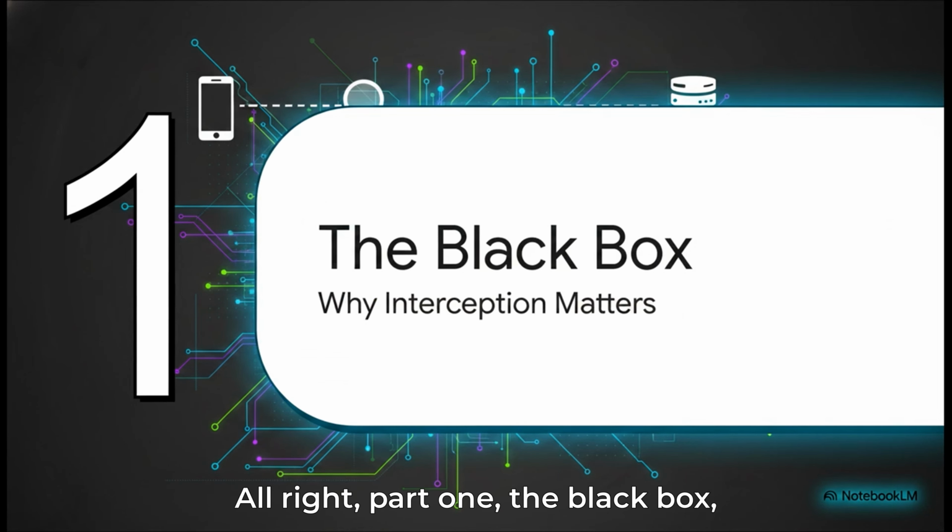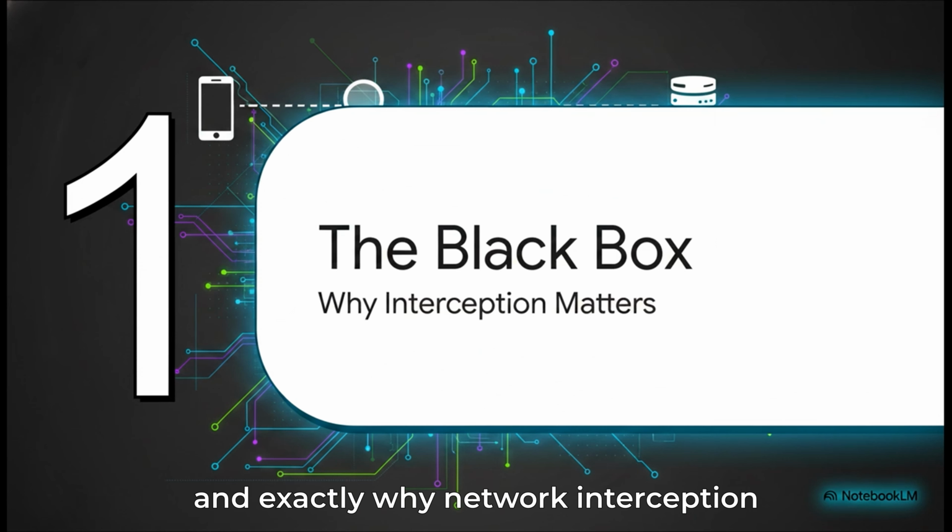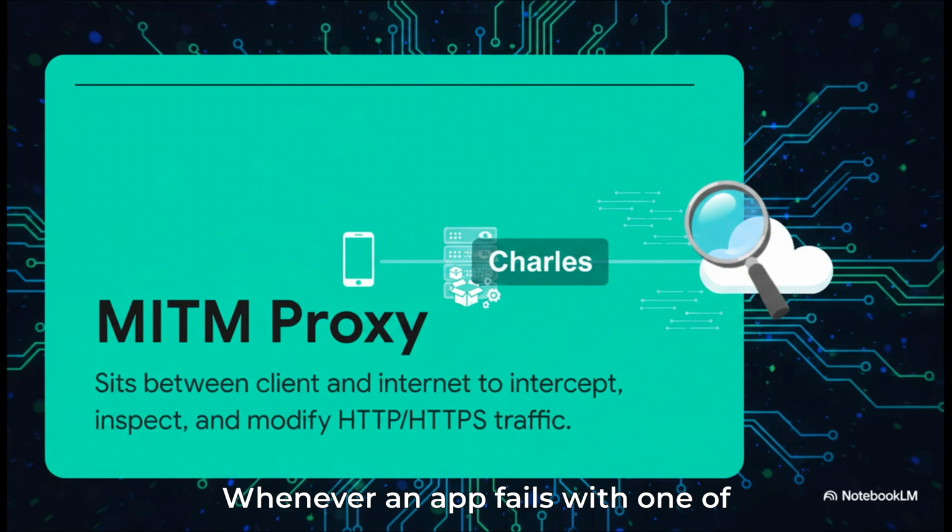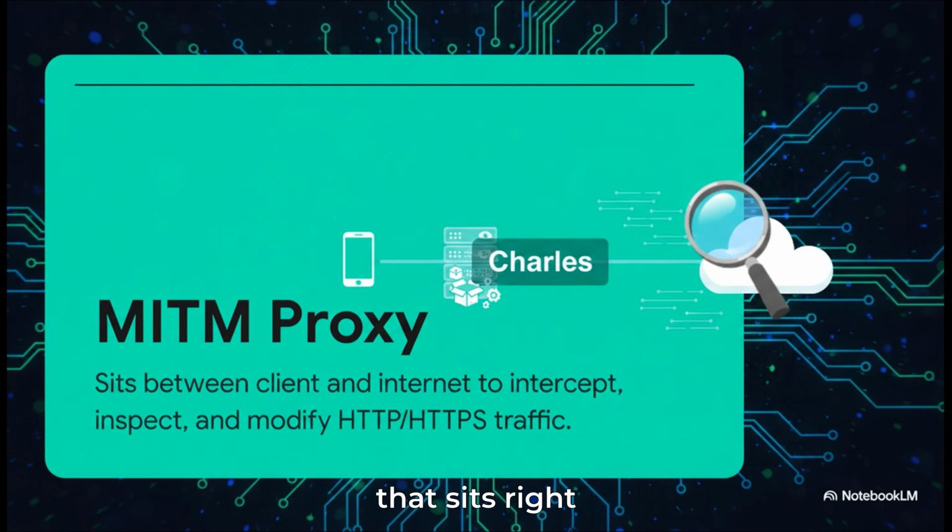All right, part one, the black box, and exactly why network interception matters so much in the first place. Whenever an app fails with one of those generic errors, we're dealing with a black box. To look under the hood, we use Charles Proxy, which acts as a secure man in the middle. It's just an application running on your computer that sits right between your test device, like an iPhone or an Android, connected to your Wi-Fi, and the rest of the internet. It intercepts, inspects, and decrypts the entire conversation between the mobile app and the backend servers, all in real time.